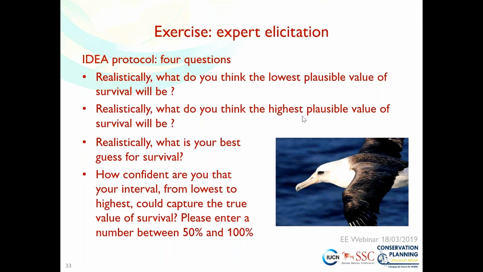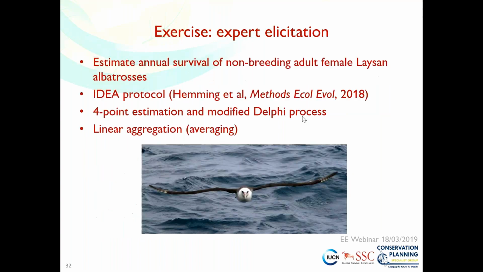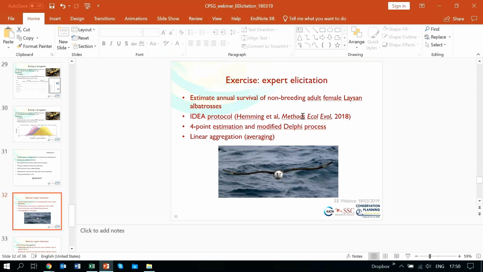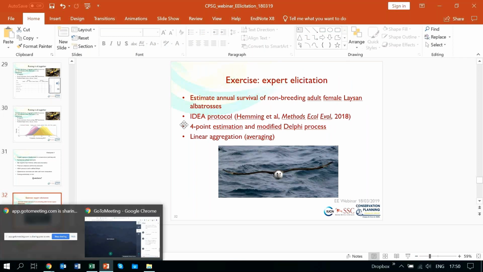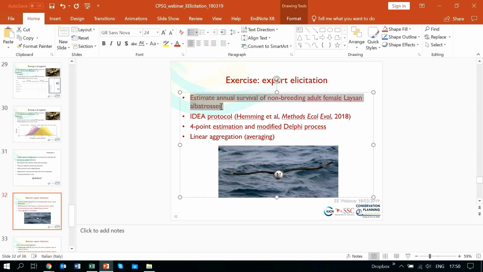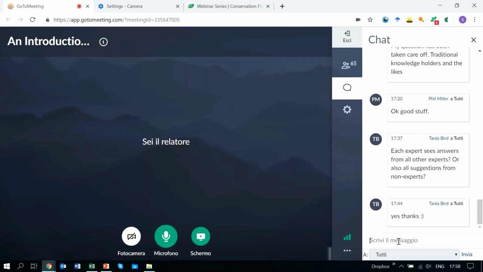Okay, so I want these four values for this question: annual survival of non-breeding adult female Laysan albatrosses. And I'm going to write the question in the chat box. Makes sense.